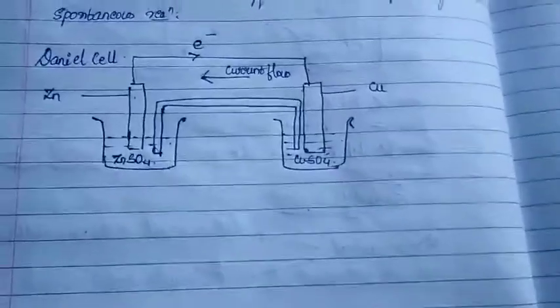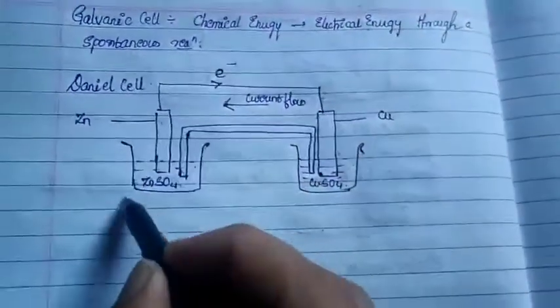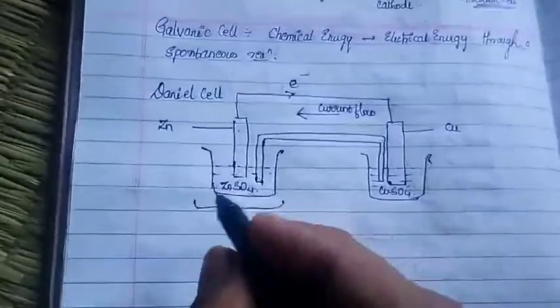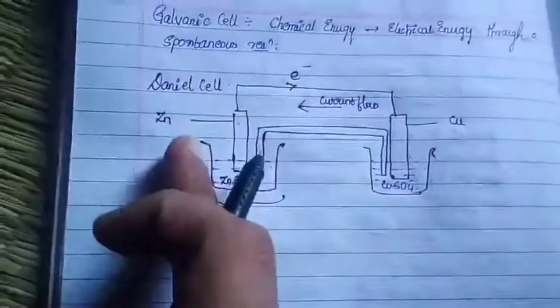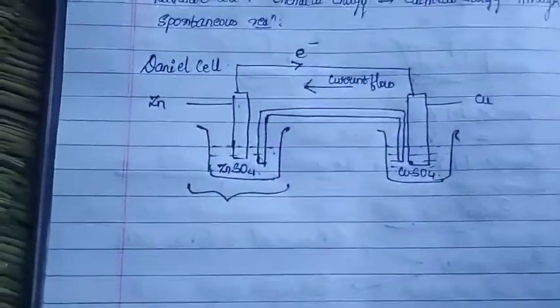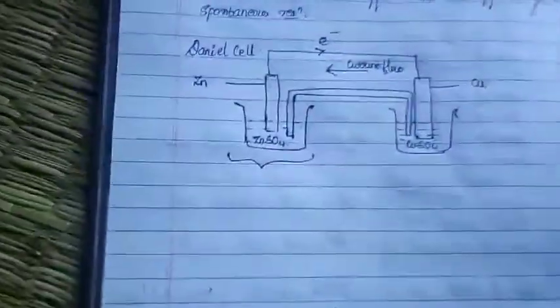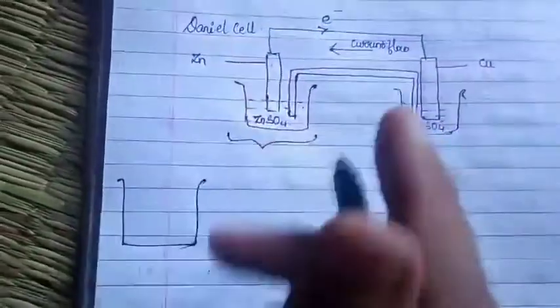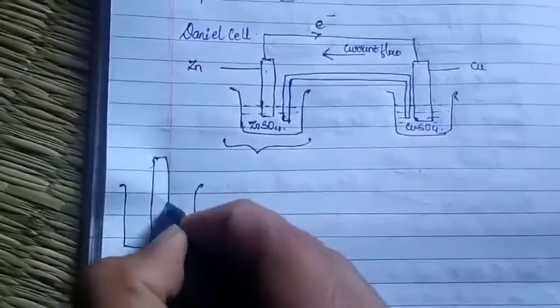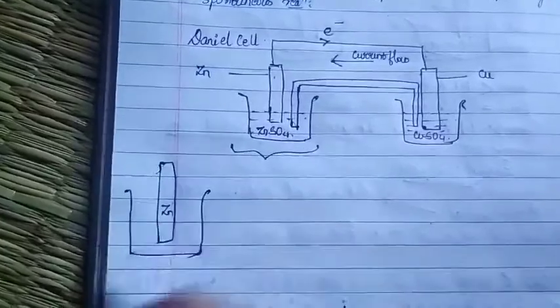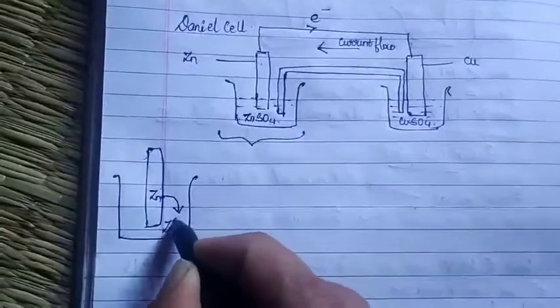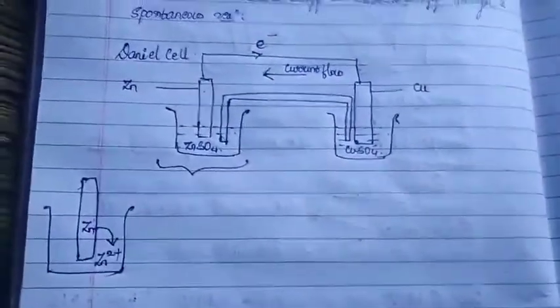That means, when I consider only this part, the zinc which is dipped in a zinc sulfate solution is passing electrons, which means zinc has to lose electrons. If I separate and write only this part, whatever zinc solid was there in the electrode is going into the solution as Zn2+.